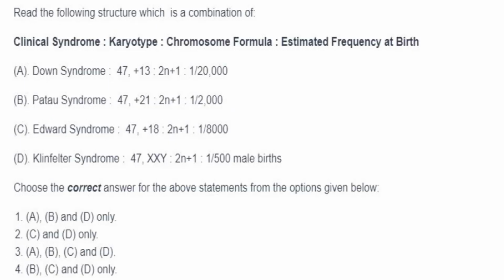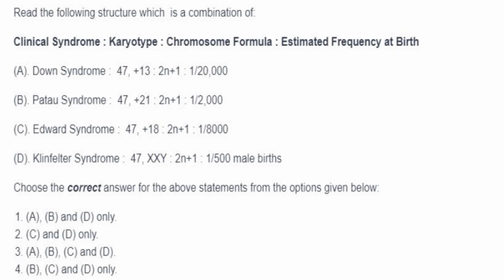Then next one. Read the following structure which is a combination of... So here, Down syndrome, 47 chromosomes will be there. They have given the karyotype. Then karyotype is 47 plus 13. It is not 13, it should be plus 21, because Down syndrome is trisomy of the 21st chromosome. Then chromosome formula is 2n plus 1, that is correct. Estimated frequency at birth is 1 by 20,000. It is not 1 by 20,000, it is 1 by 2000 for Down syndrome.